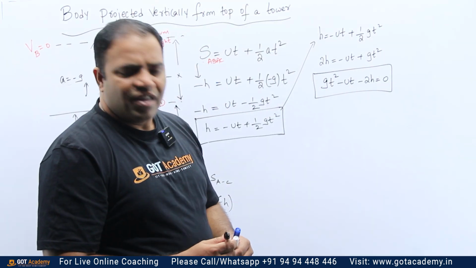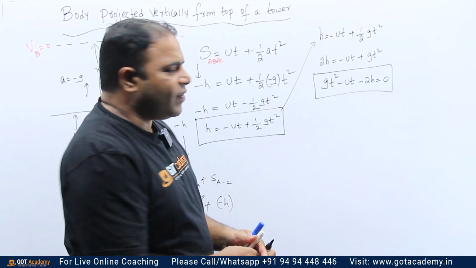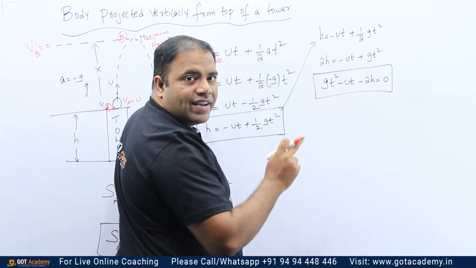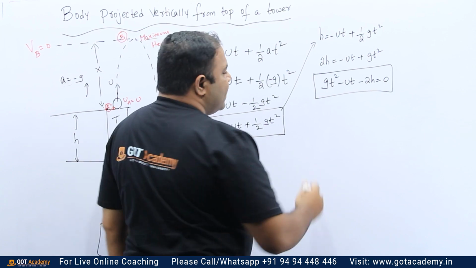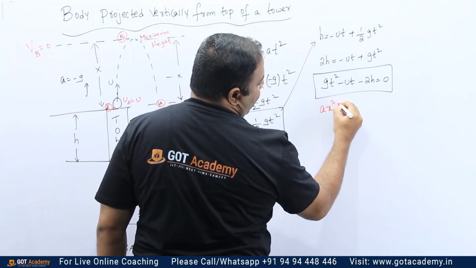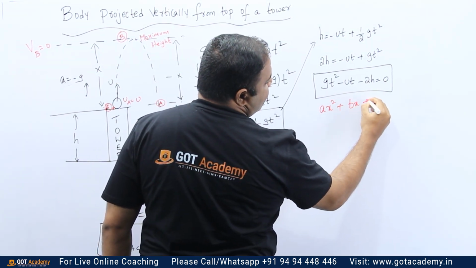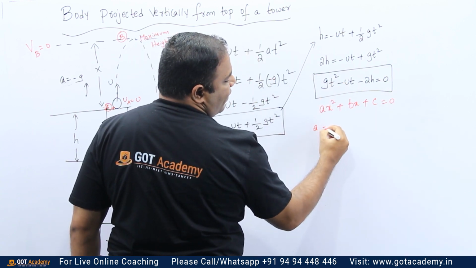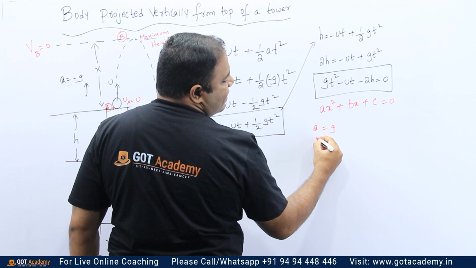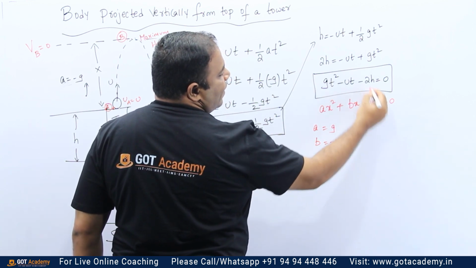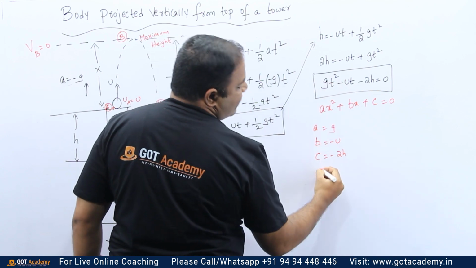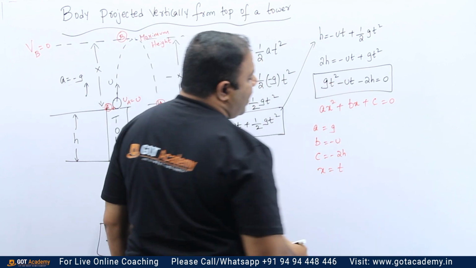How to solve this? Every student has this kind of doubt. So look at this carefully. I have written this in the form of a quadratic equation, that is ax square plus bx plus c equal to 0. If you observe carefully, in place of a, g is there. In place of b, minus u is there. In place of c, minus 2h is there. In place of x, t is there. So like this I am getting.